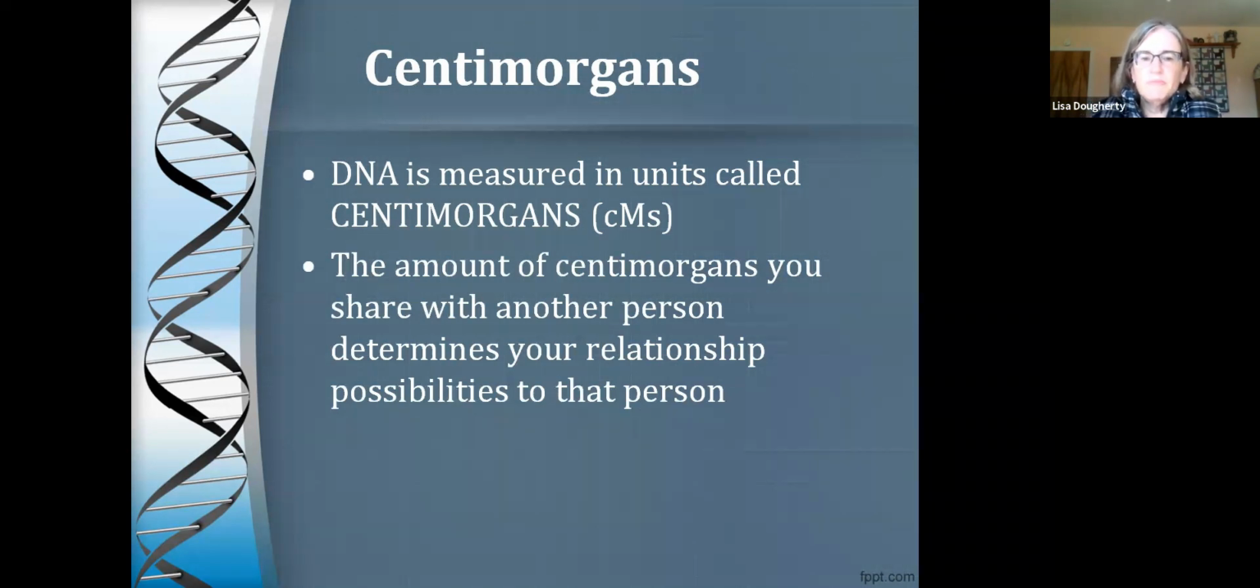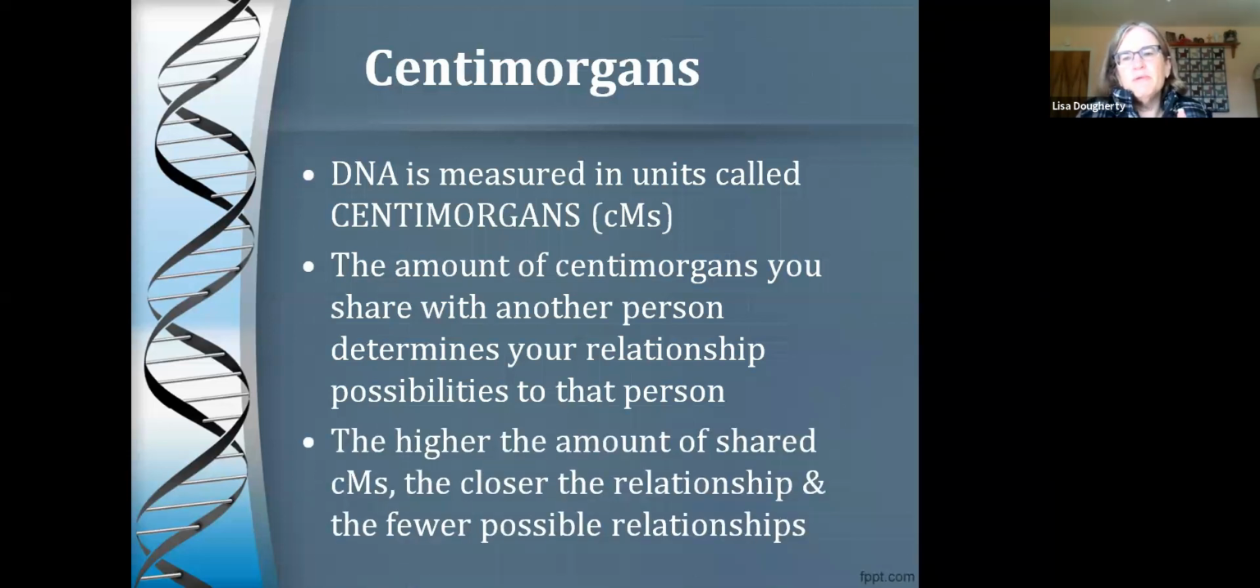The amount of centimorgans you share with another person determines your relationship possibilities to that person. So if I share 1,000 centimorgans with a person, then I know I'm going to be more closely related to that person than a person I share 10 centimorgans with, because it just makes sense. The more the centimorgans, the closer the relationship. So that's something to keep in mind as you're looking at your match list. Larger the amount of centimorgans you share with the person, the closer your relationship to them.